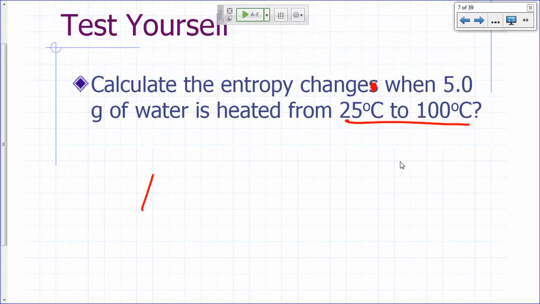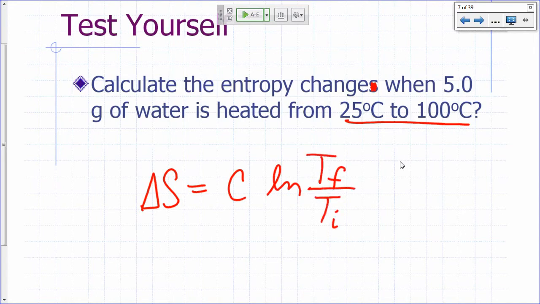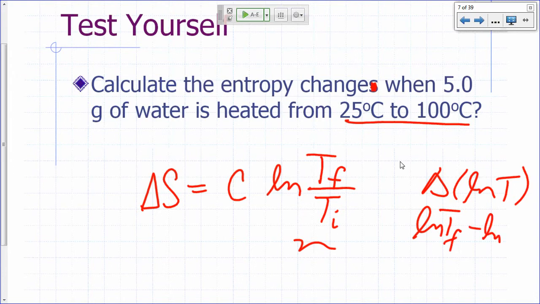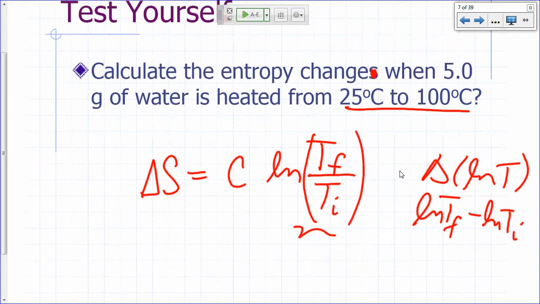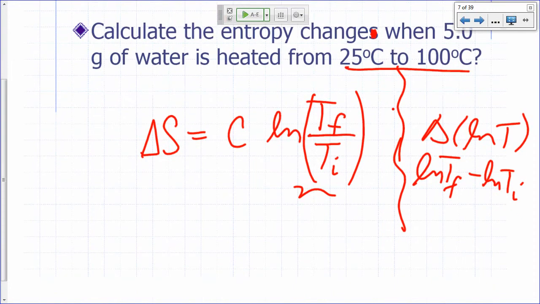What's our formula for delta S? Heat capacity times natural log of T final over T initial. Think of this as delta of ln T, because ln T final minus ln of T initial is ln of T final over T initial. So what would it be? What's the heat capacity of 5 grams of water?